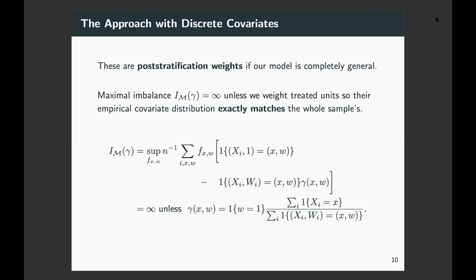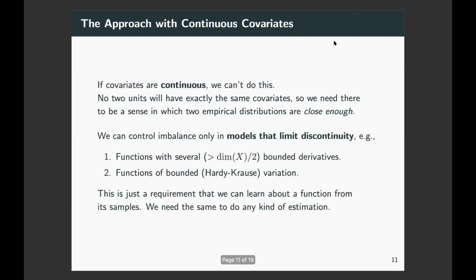Okay, so, sorry. If covariates are continuous, we can't do this. The reason for that is no two units will have exactly the same covariates. So we need there to be a sense in which two empirical distributions are close enough, even if they don't line up perfectly. Essentially this means we need some kind of continuity in the models we consider. And so we can control imbalance in models that limit discontinuity, some examples being functions with a bounded derivative, or functions of bounded variation.